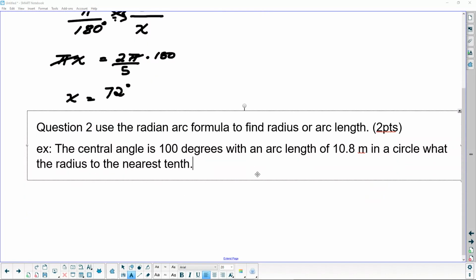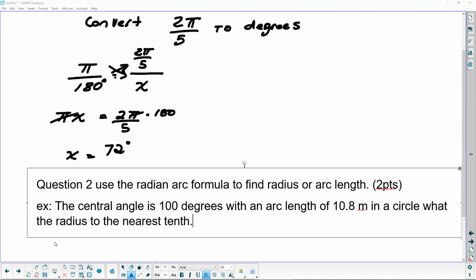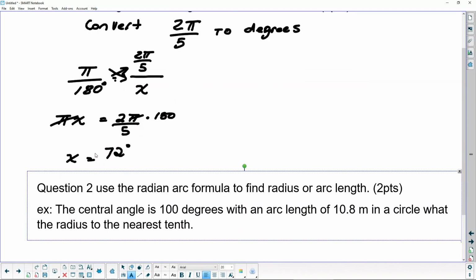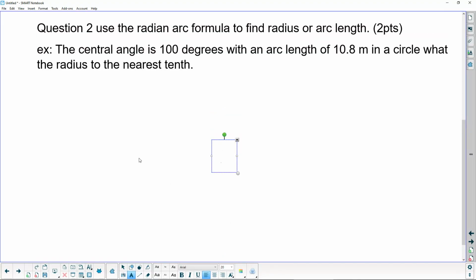Okay, so let's do this arc length one. If you remember back up here, it's just S equals theta R, where theta's in radians. So our first step is to convert to radians. Okay, we'll put it right there. That's pretty easy, pi over 180. Now, in this case, we don't have to worry about having it as a pi value for radians. It can just be a decimal because you're just using a formula. So we want to get it to radians.